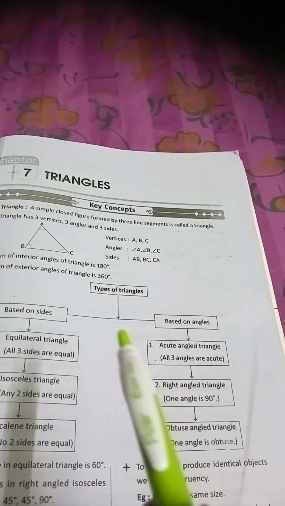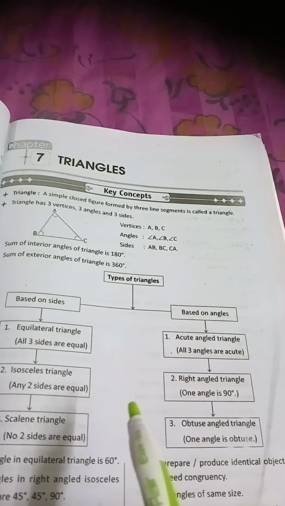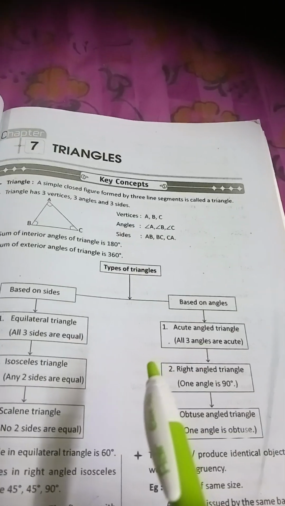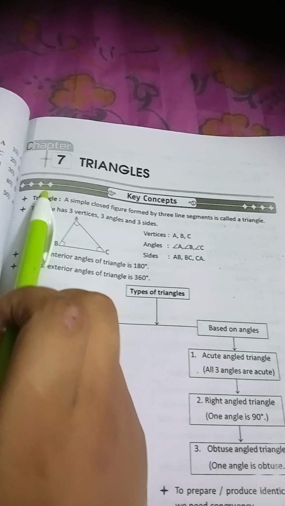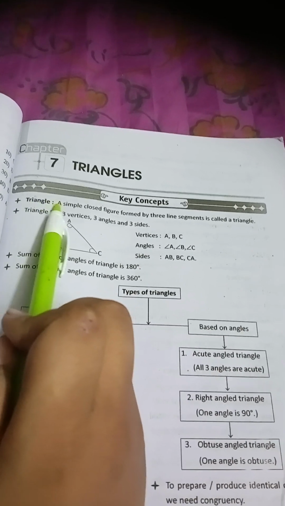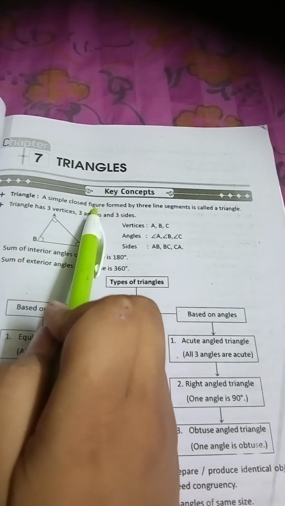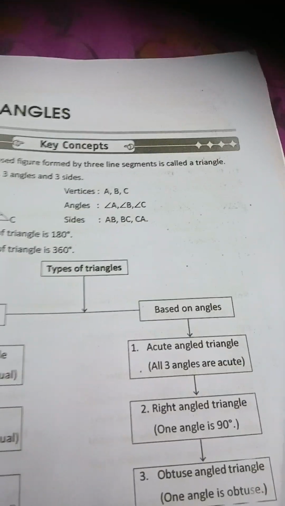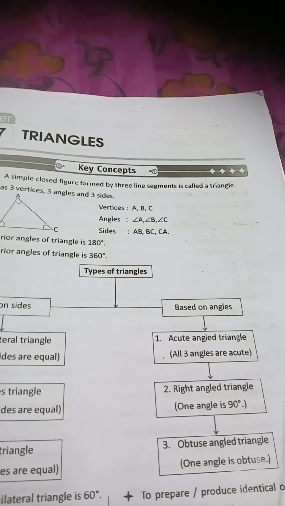Today we are going to learn chapter 7, Triangles, in the maths book of ninth class, semester 2. Let's see the definition of a triangle. A simple closed figure formed by three line segments is called a triangle. Once read this, guys.